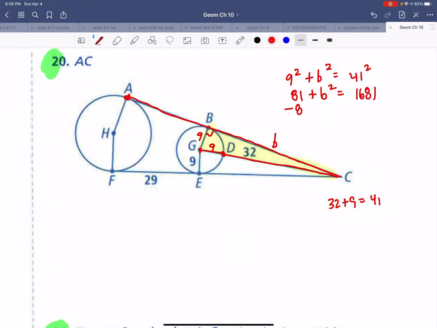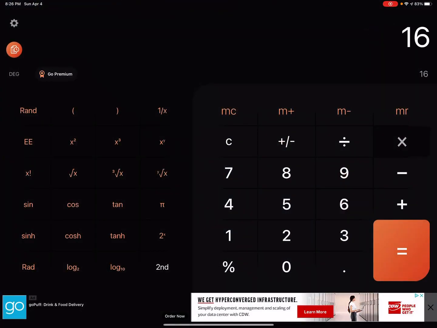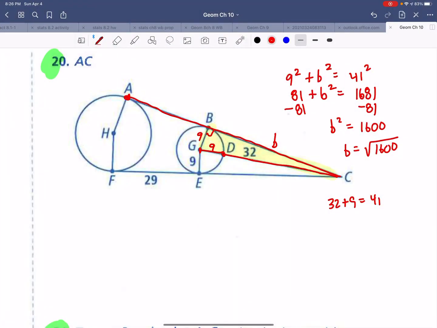1681. Ooh, I thought this might be one of these special triples. Yeah, so B is the square root of 1600. And so when we look at the square root of 1600, we get 40. Yep, 40 times 40 is 1600. So this would be 40. Okay, now we know something about the bigger shape. We're like, oh, okay, well then this would be 40.